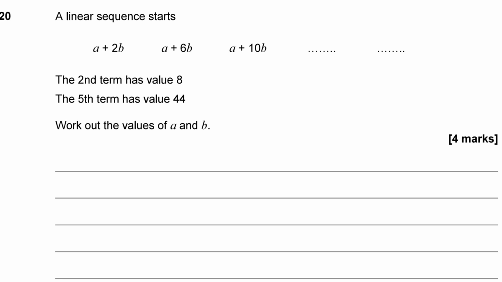A linear sequence starts A plus 2B, and then A plus 6B, then A plus 10B, and so on. The second term has value 8. The fifth term has value 44. Work out the values of A and B. So it's kind of an interesting question. So it's chucking in simultaneous equations in with sequences and a little bit of algebra.